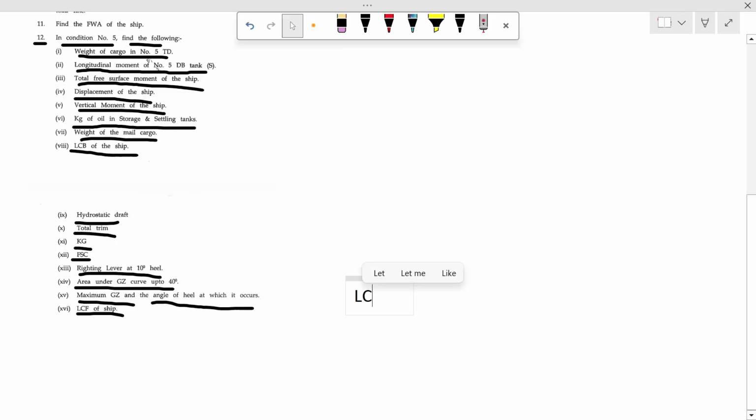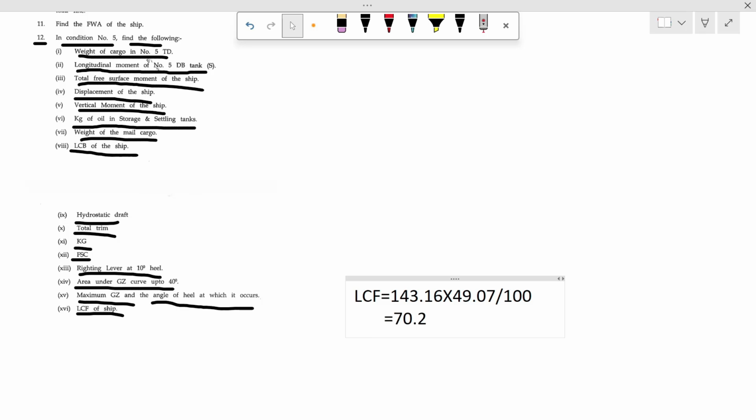So to find LCF we have to find 49.07% of 143.16 meters, that is the length between perpendiculars. So after calculation we got 70.249 meters, and that is the answer.